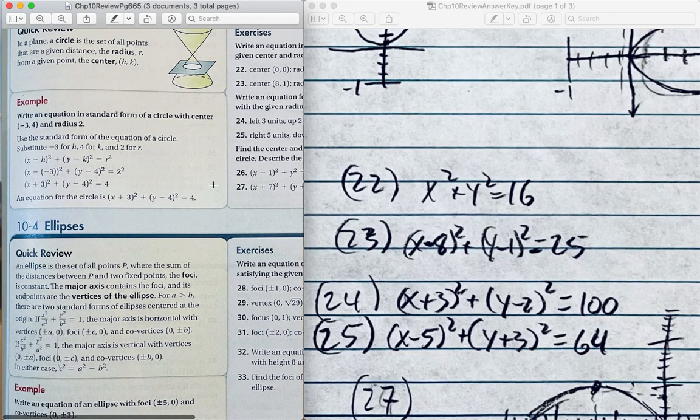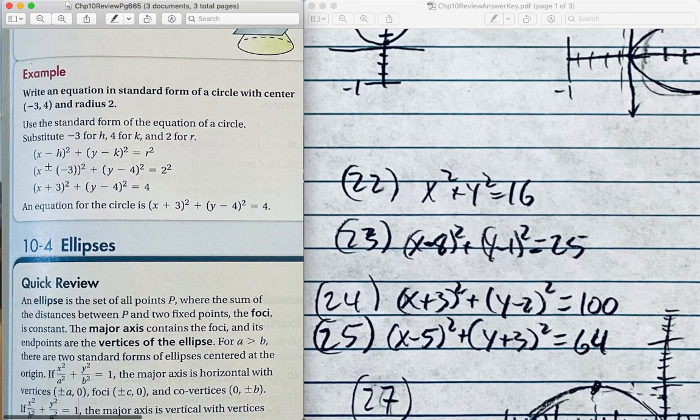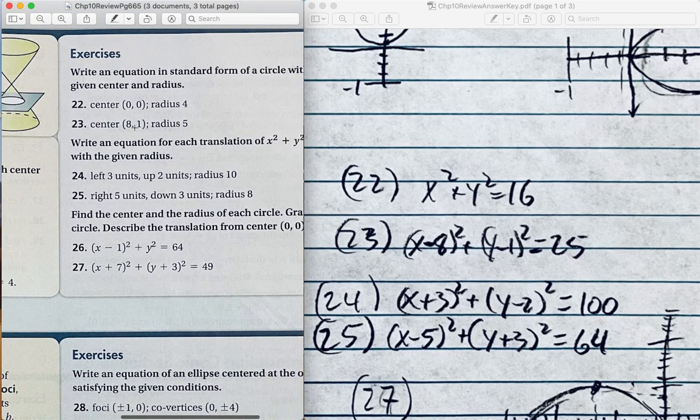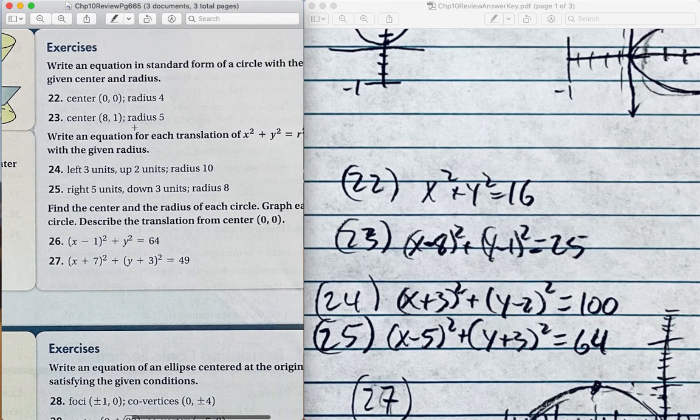So circles are in the form of the equation (x minus h) squared plus (y minus k) squared equals r squared, where r is the radius, h is the horizontal distance from x, and k is the vertical distance from y at the center. So for number 22, they give us a center of 0, 0 and a radius of 4.